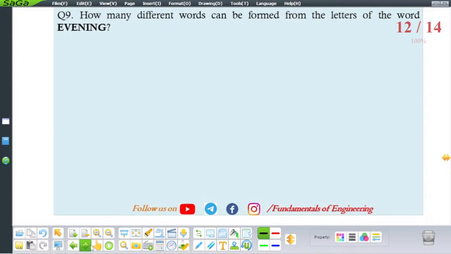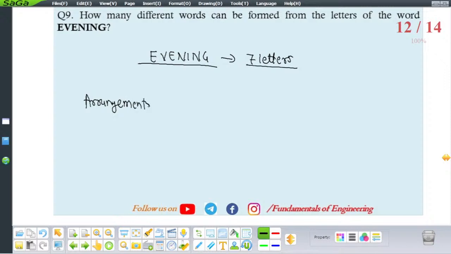Now the next question is based on the word type problem. How many different words can be formed from the letters of the word evening? So we have the word evening. What we have to do is form different words, the possible arrangements. First count the number of letters in the word evening: 1, 2, 3, 4, 5, 6, 7. 7 letters are there.